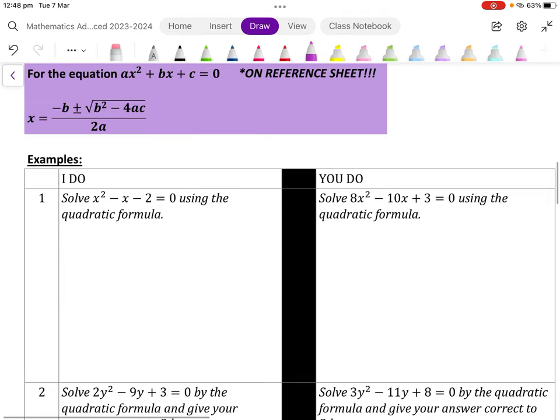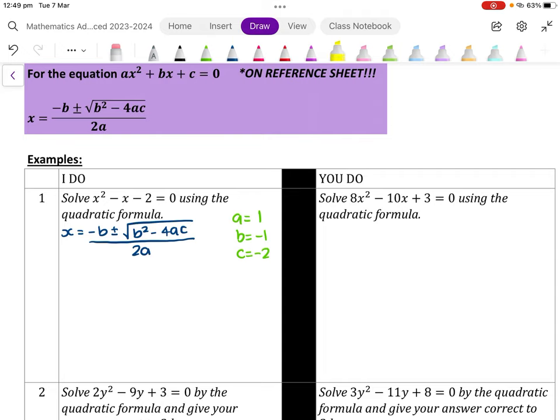Let's have a look at our first one. If we were to solve x squared minus x minus 2 equals 0 using the quadratic formula, how we do this is we have to identify what our a, b and c are. Our a is equal to our coefficient of x squared, which is 1. Our b is equal to our coefficient of x, which is minus 1, and our c is our constant, which is negative 2. We then want to copy out our quadratic formula, which is x equals minus b plus or minus the square root of b squared minus 4ac all over 2a.